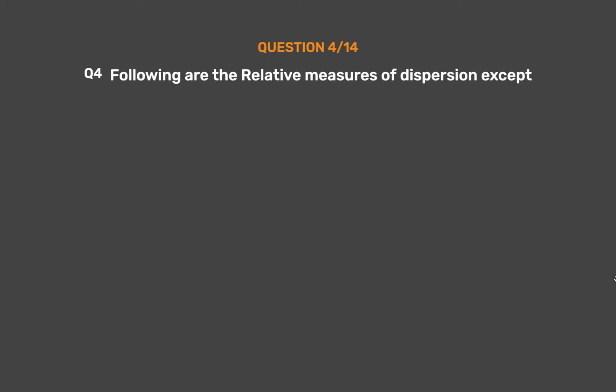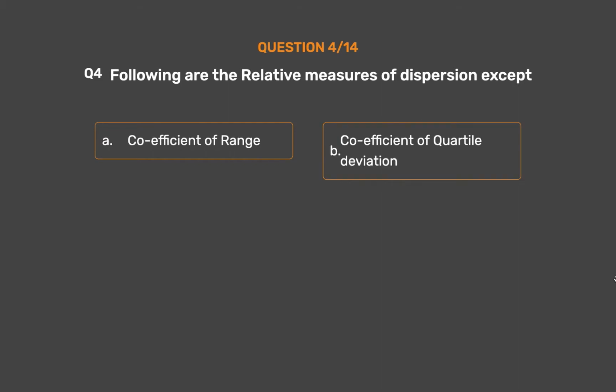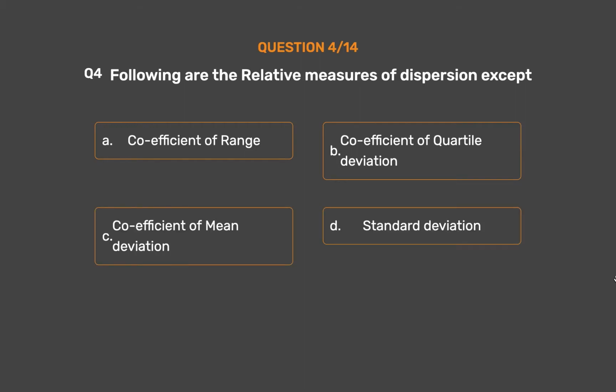Question number 4. Following are the relative measures of dispersion except. Option A. Coefficient of range. Option B. Coefficient of quartile deviation. Option C. Coefficient of mean deviation. Option D. Standard deviation.